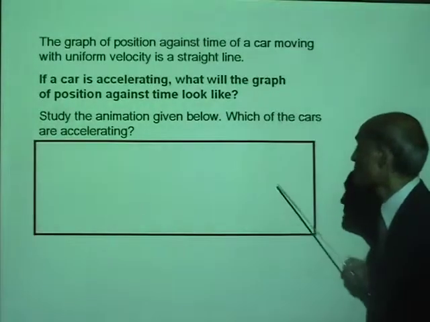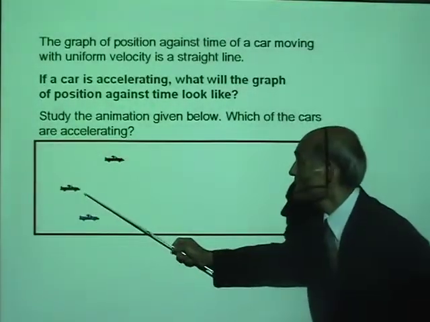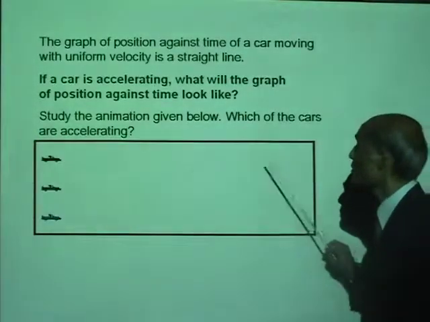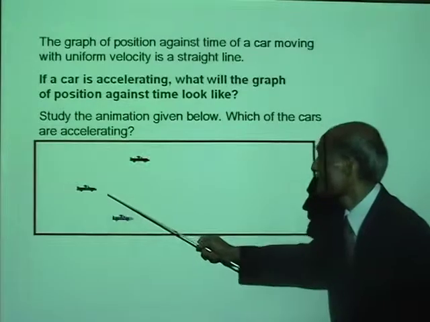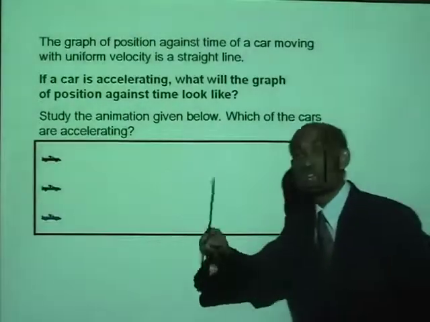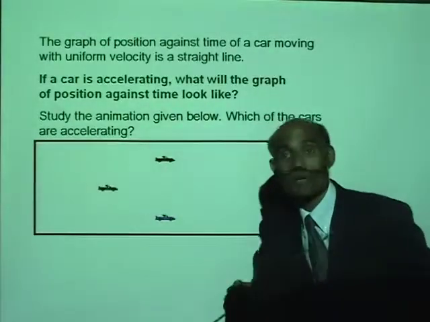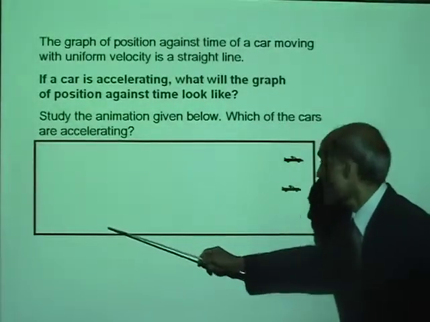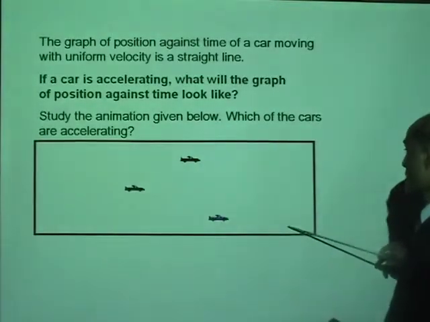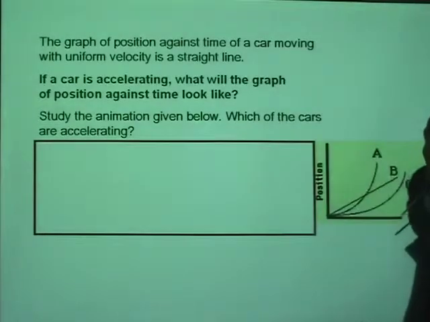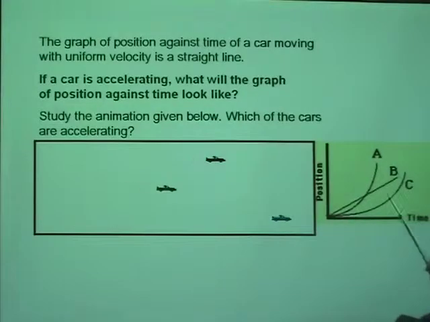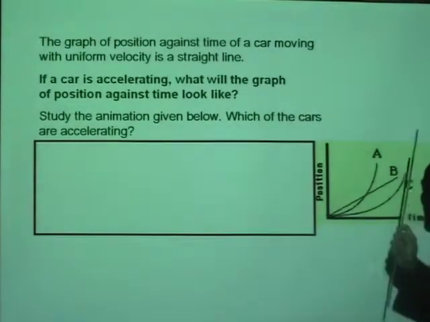You can see its position every second. The change in position is almost the same. So you can see the green car is not accelerating. The red car seems to be slowing down. Is that right? And the blue car is really picking up and going very fast. There you go. So, tell me, what kind of graph? The graph B. Which car has graph B?